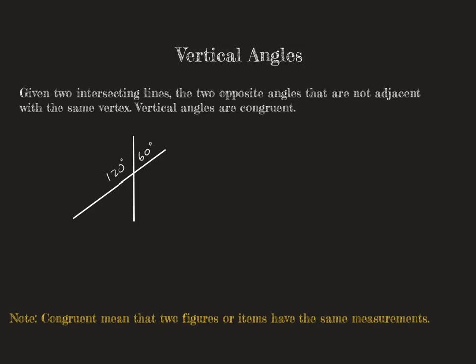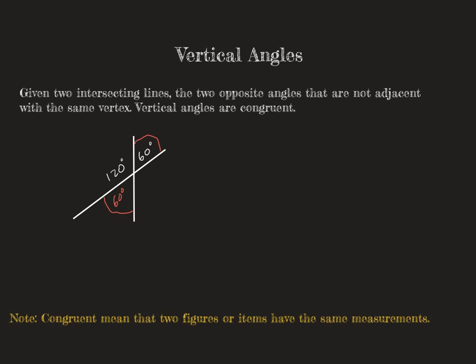So we can actually say that this angle right here, 60, that vertical angle is going to be the opposite one. It's going to be right here. So if this is 60, the vertical angle right here is also going to be 60 degrees. So this angle is connected to this angle. They're vertical angles.